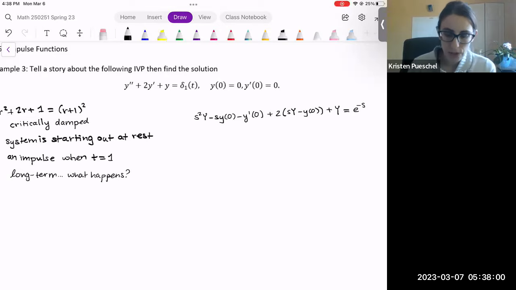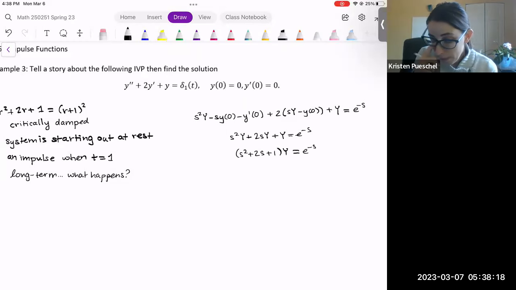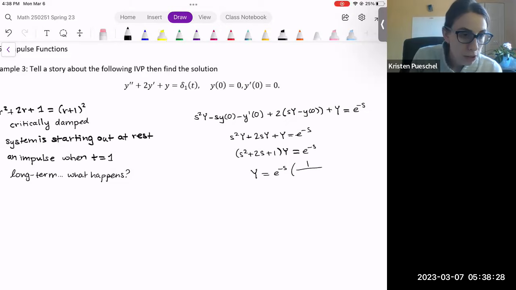All of our initial conditions are just 0. So this gives us s squared capital Y plus 2s capital Y plus Y is e to the negative s. So s squared plus 2s plus 1 times Y is e to the negative s. And so Y is e to the negative s times this 1 over s squared plus 2s plus 1, which I'm just going to factor out nicely.